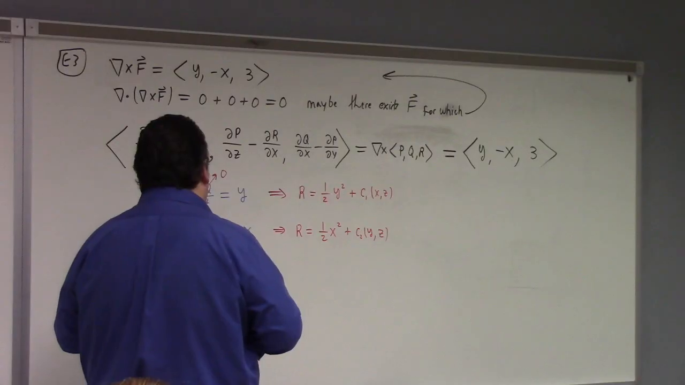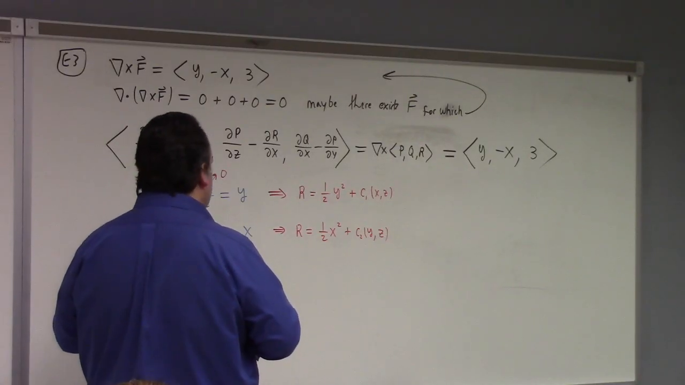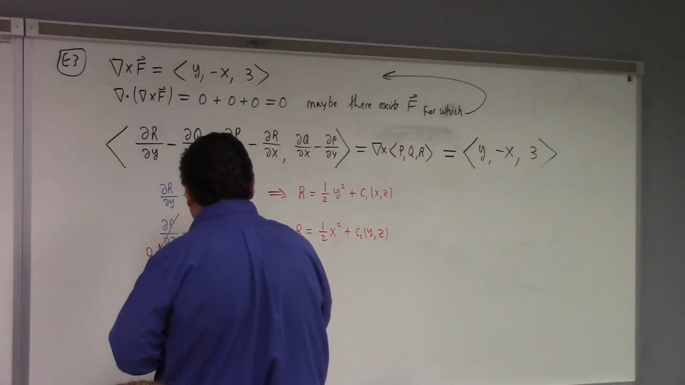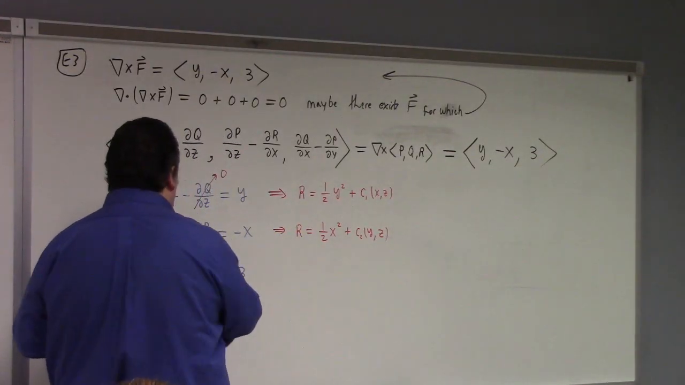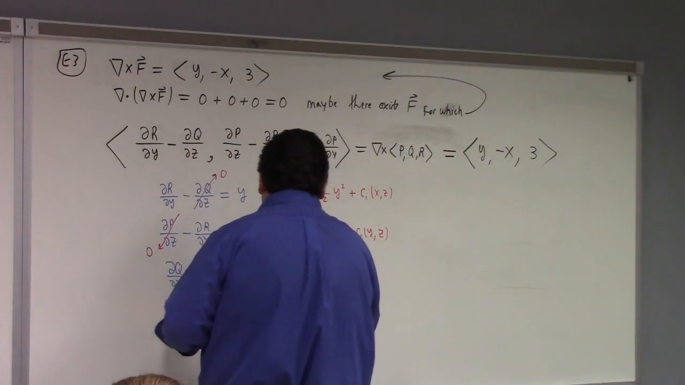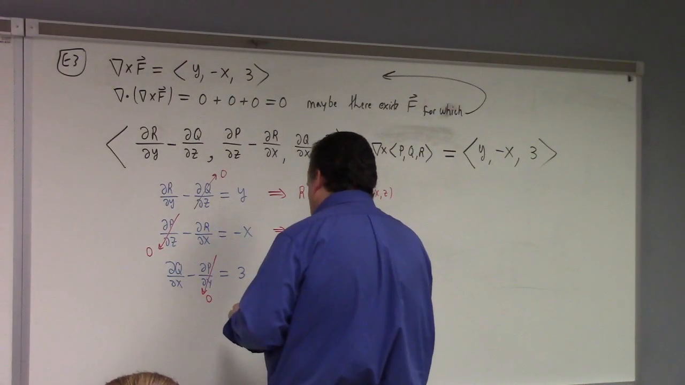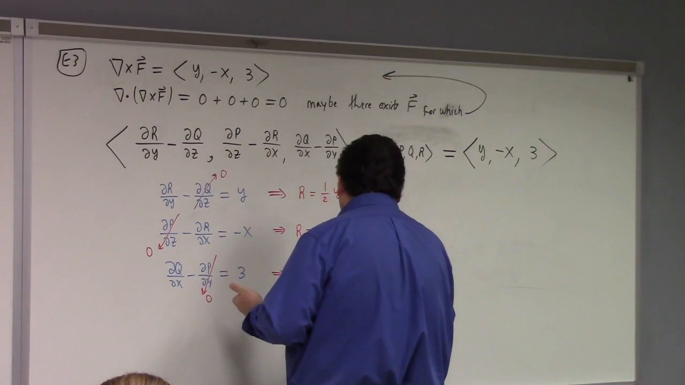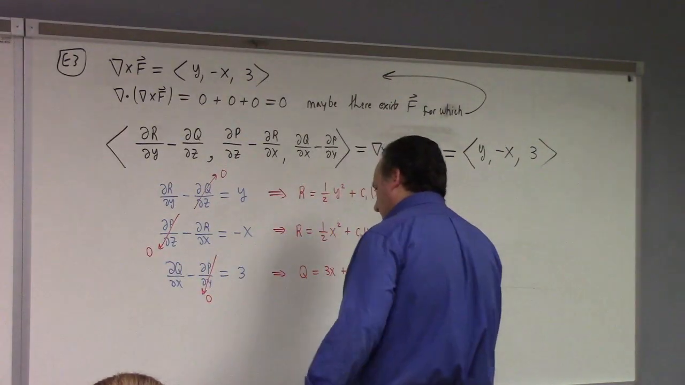All right, and to get 3 for the last one, may I humbly suggest that we make partial P partial Y be 0, all right? And if I do that, then that suggests to me that I need Q equal to like 3x, and possibly plus some constant of, well, apparently y or z.